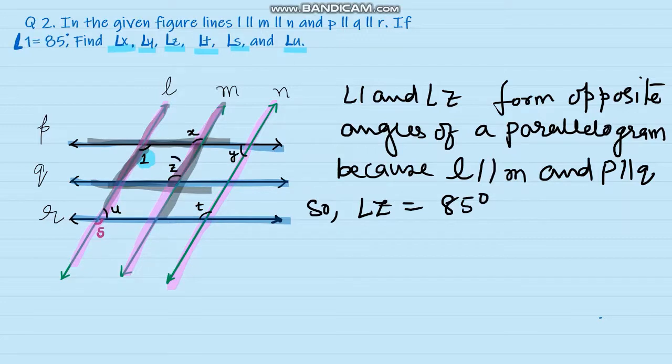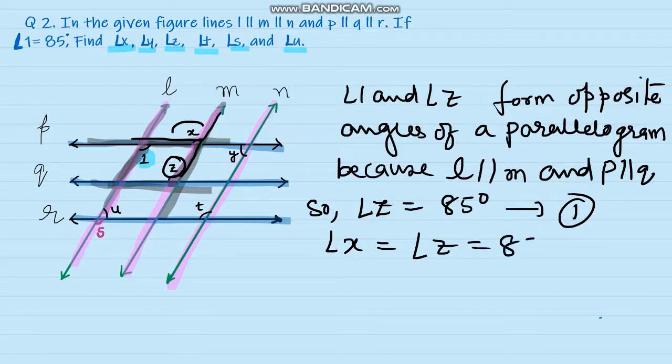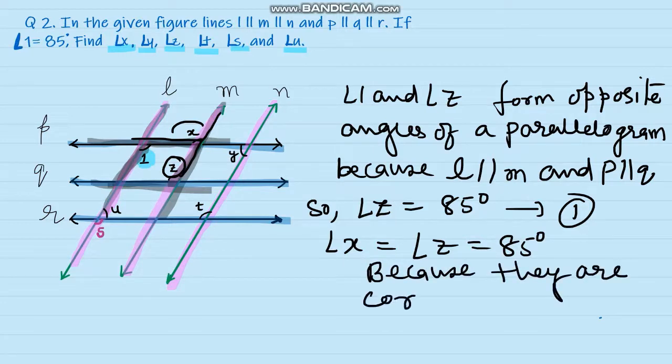Once you got the value of angle Z, you can see that X equals Z. See here, X equals Z because X and Z are corresponding angles. So angle X is equal to angle Z, that is equal to 85 degrees. Why? Because they are corresponding angles.